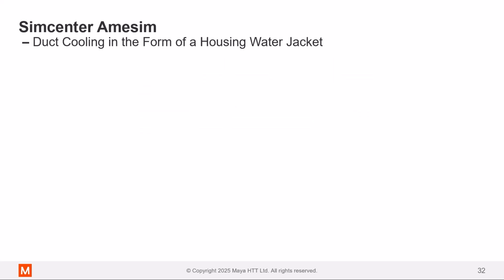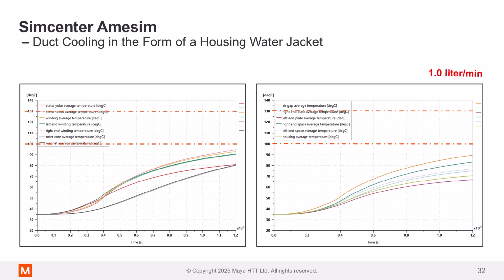How did things cool down? We'll have a look as we explore 2 different flow rates for the fluid passing through the channels in the housing. With the first flow rate of 1 liter per minute, here are the resulting temperatures. There's a reduction of the temperatures, but the temperatures have not stabilized and are still trending upwards.